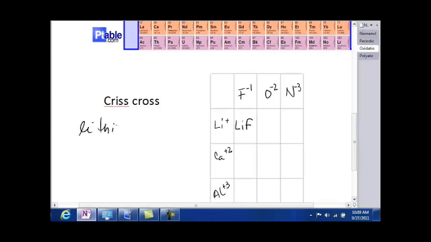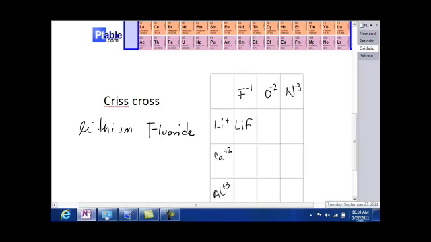Lithium what? Fluoride. So we name it just like we named sodium fluoride. Lithium fluoride. Okay, what about if lithium decides to combine with oxygen?